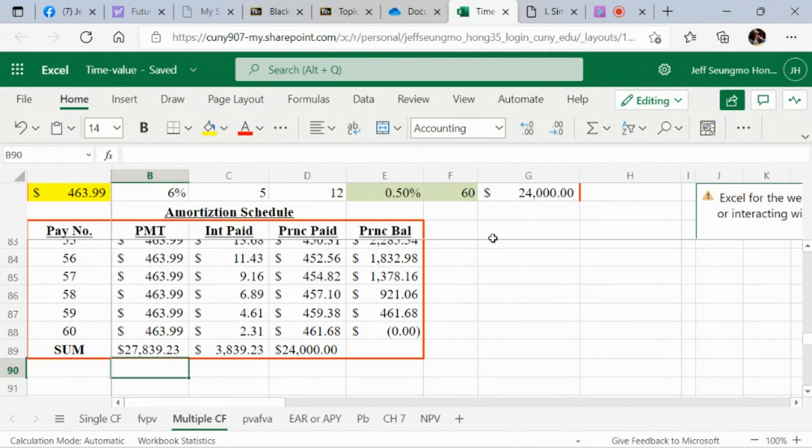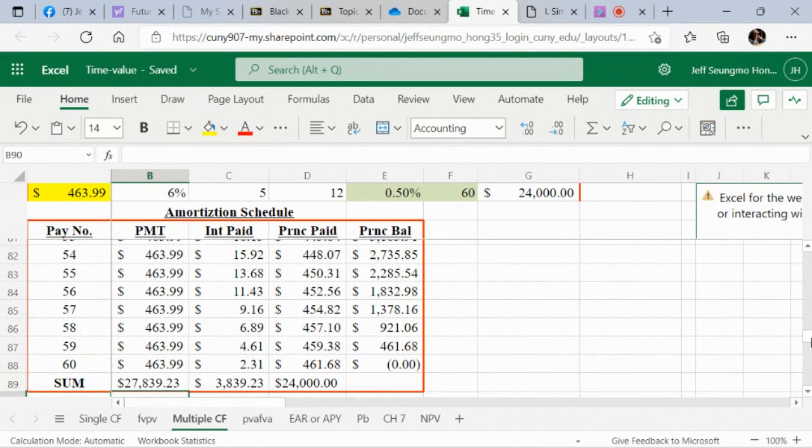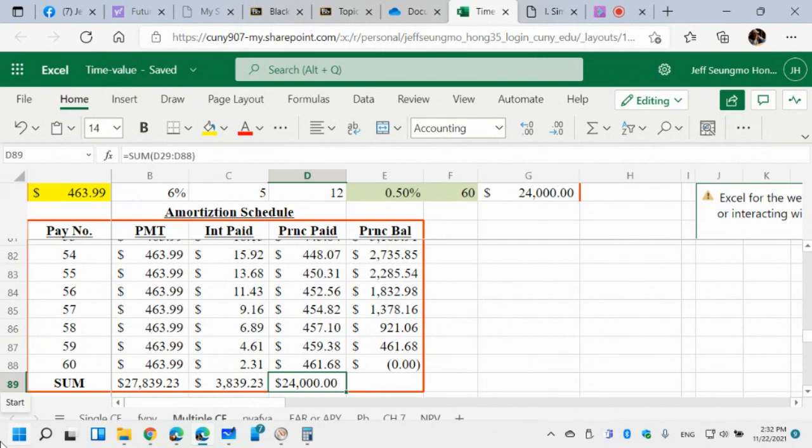Our amortization schedule is complete and it's impeccable. It checks out, right? Sum of all the principal paid is exactly equal to the principal, and principal balance is 0 at the end of month 60, right? And sum of all the payments is equal to sum of interest paid plus sum of principal paid, right? So this is an amortization schedule.